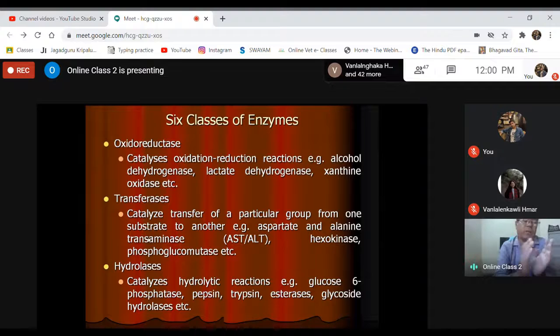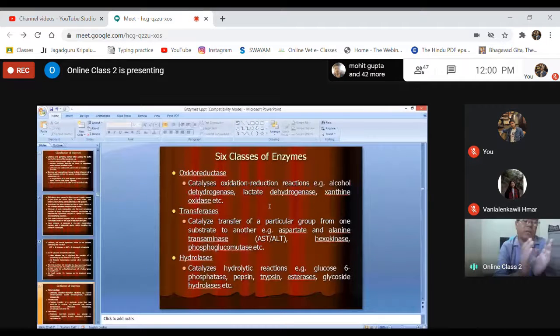The 6 classes of the enzymes we'll do in the next class. We'll stop here, and if you have any questions, then we can discuss. Yes, anyone, any question?